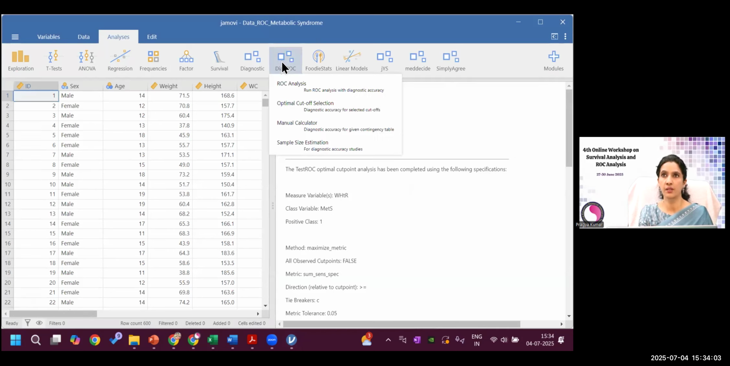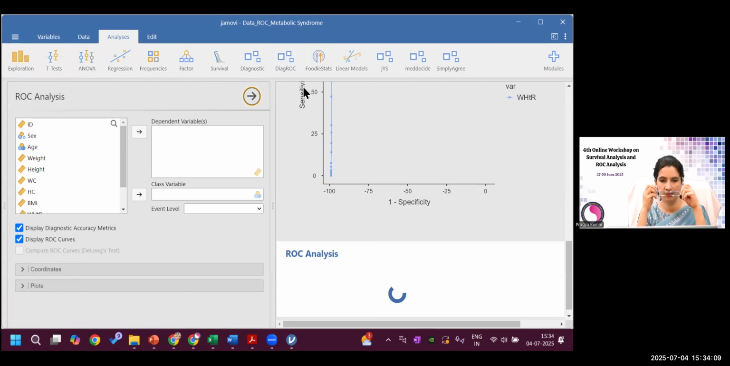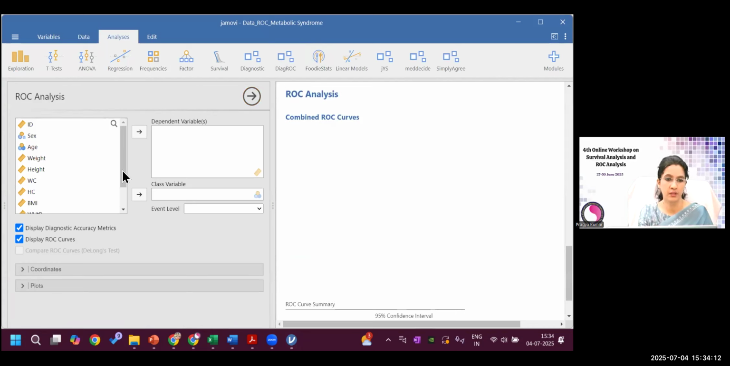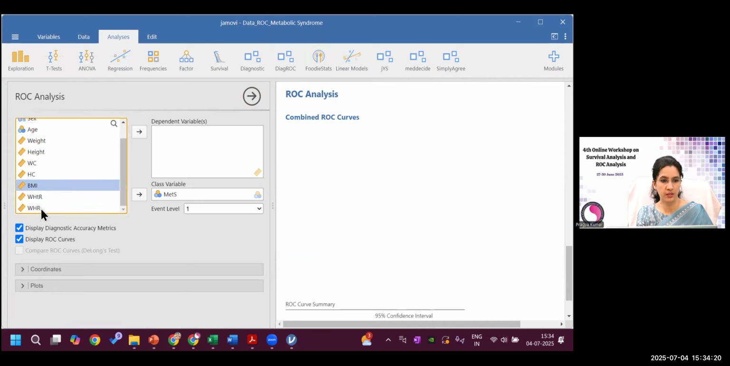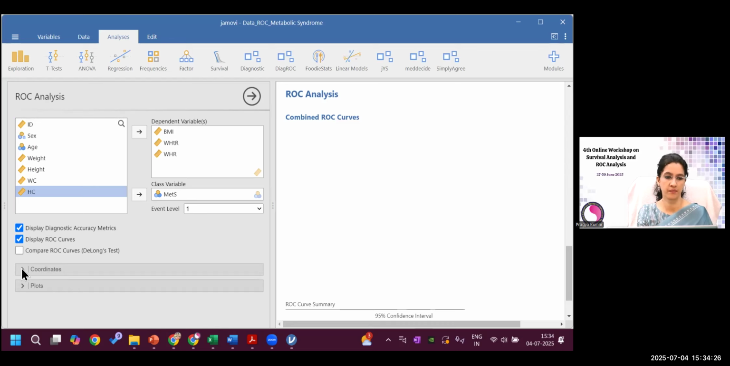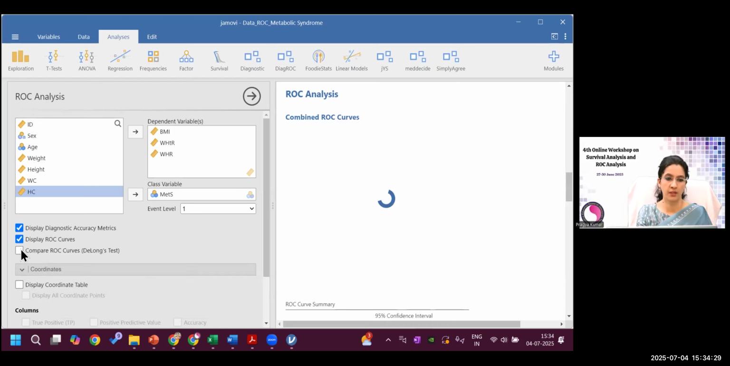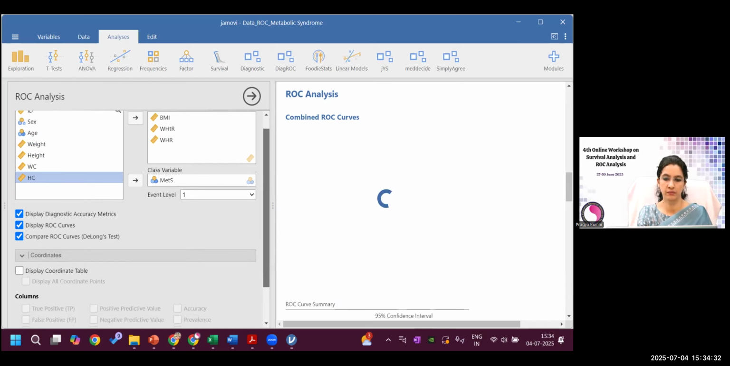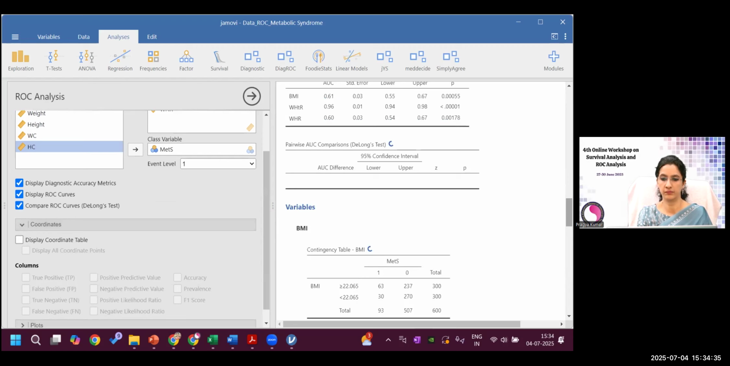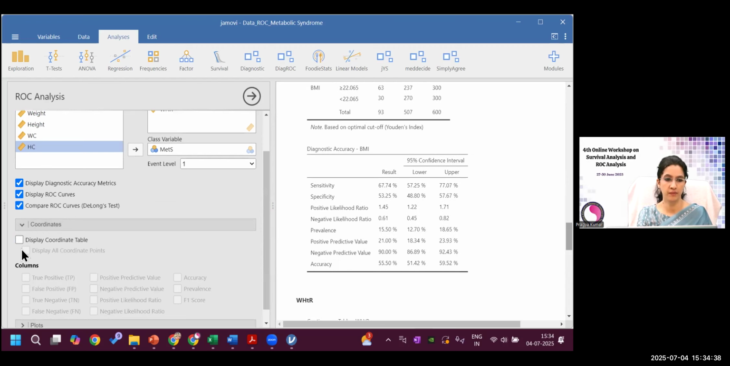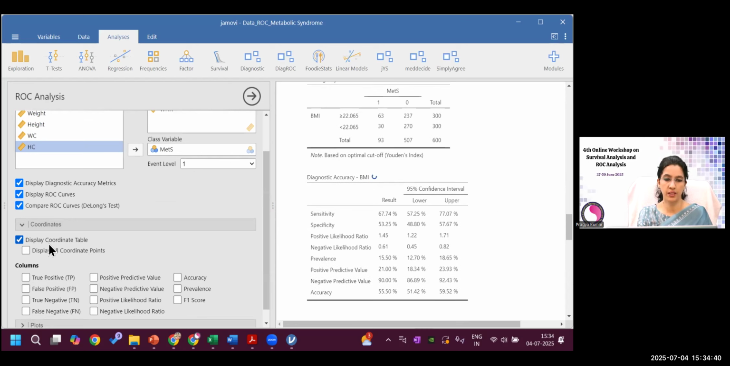I'll go to this diagnostic ROC and ROC analysis. In this ROC, I will put that Mets event is 1. All these 3 variables go to dependent. I will compare this, which we have seen earlier. I need the coordinate table and display all coordinate points.